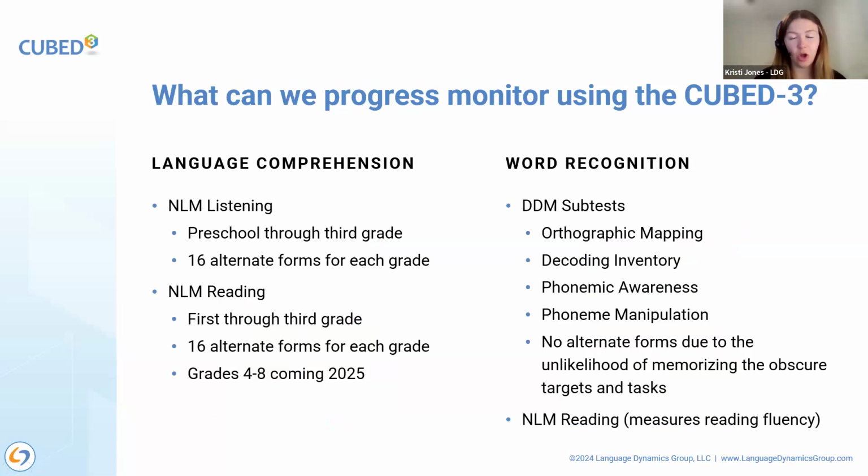We have 16 alternate progress monitoring forms for each grade, which means 16 unique stories per grade. So the preschool ones are not the same as the kindergarten ones. They are all different stories. As well as NLM reading, we've got 1st through 3rd grade with 16 alternate forms for each grade. While we have benchmarking for grades 4 through 8, we do not have progress monitoring forms available yet. That will be coming sometime next year.